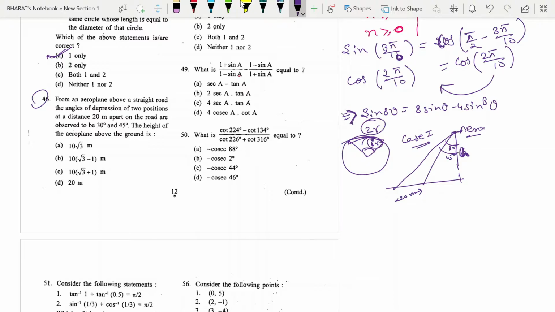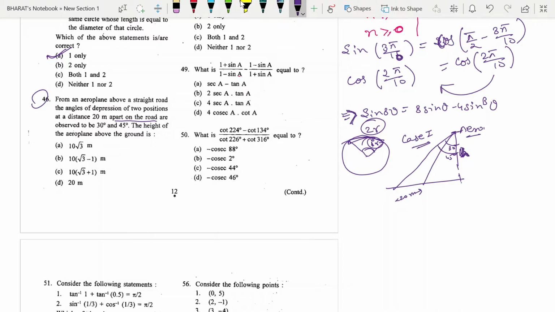Here it is not written that they are on the same side or on the other sides of the plane, only that they are apart on a road. So there might be differences, and we will solve both the cases. Okay, let's move on to this case.